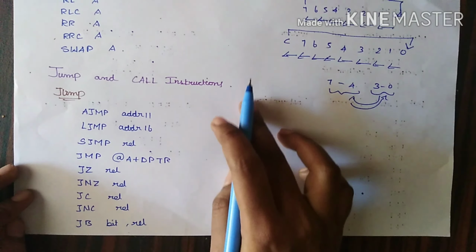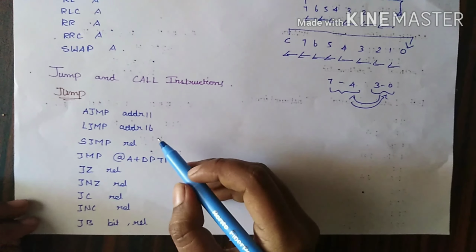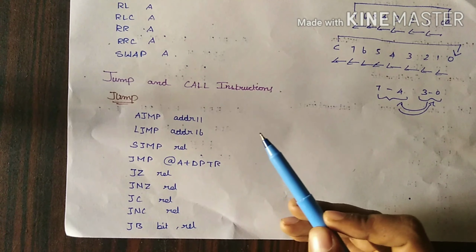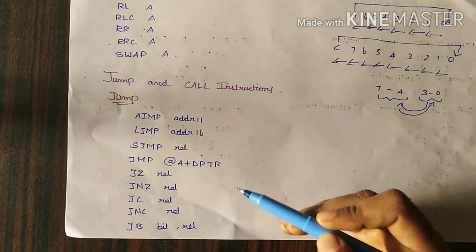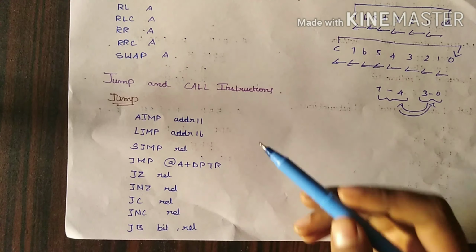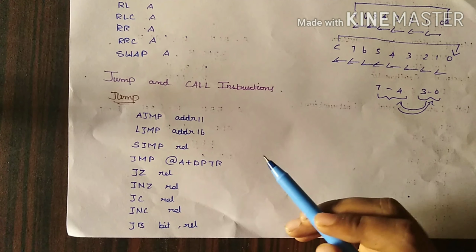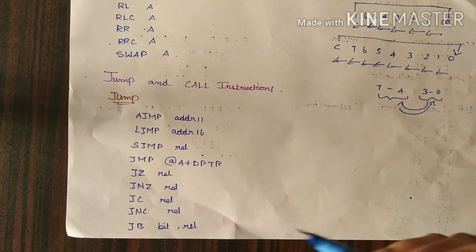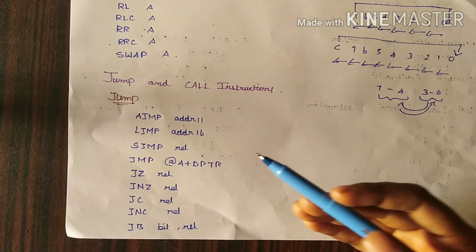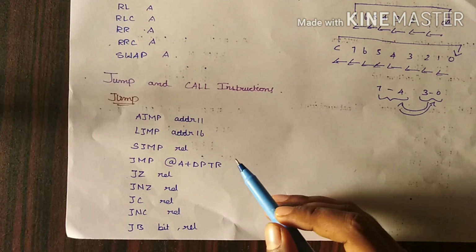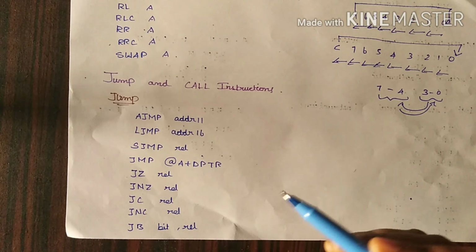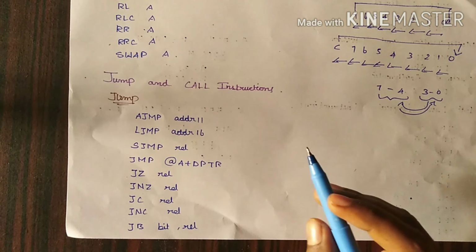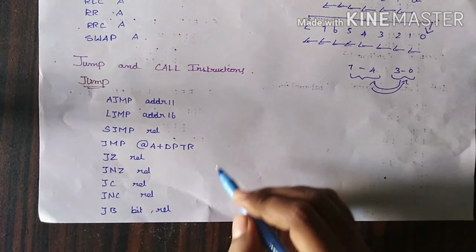So the next division of instructions is jump and call instructions. These jump and call instructions change the flow of the program from one place to another by changing the contents of the program counter. We know that the program counter contains the address of the next instruction to be executed. And by changing the contents of the program counter, we can alter the flow of the program from one place to another. So now here we have jump and call instructions.